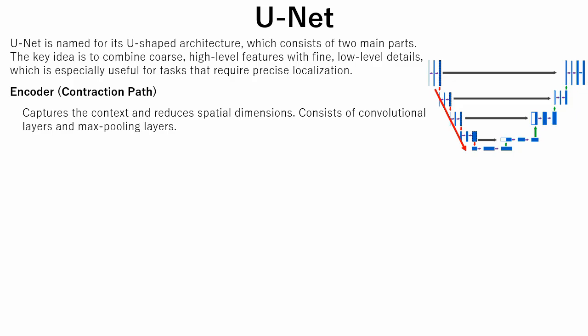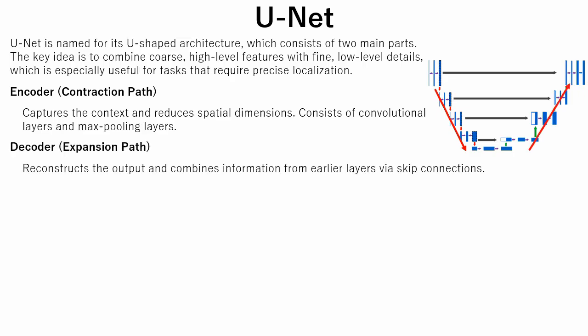The encoder captures the context and reduces spatial dimensions. The encoder consists of convolutional layers and max pooling layers. The second feature is the decoder. The decoder reconstructs the output and combines information from earlier layers via skip connections.